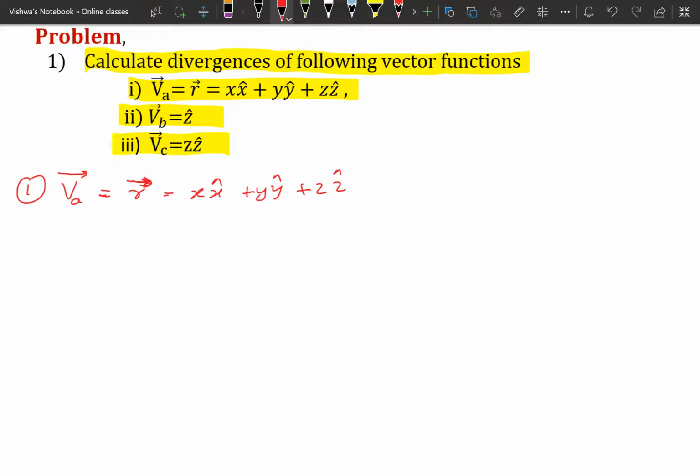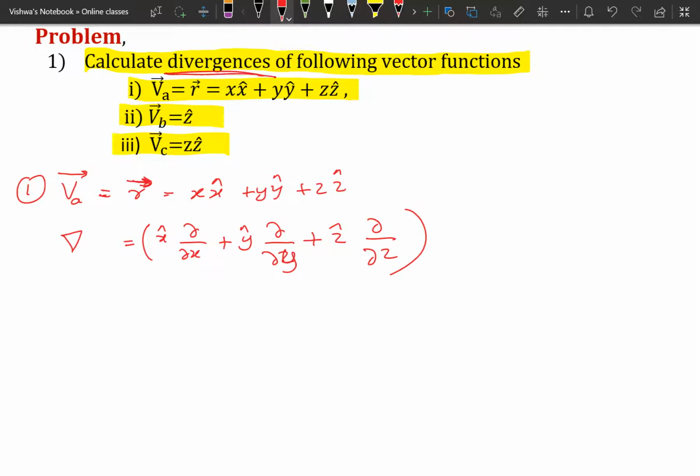To find the divergence, or it may be a gradient, first we have to write the del operator. Del operator is what? X cap dou by dou x plus y cap dou by dou y plus z cap dou by dou z. This is the del operator. We have to find the divergence. Divergence means the dot product with the vector. For that we take the dot product with x x cap plus y y cap plus z z cap.